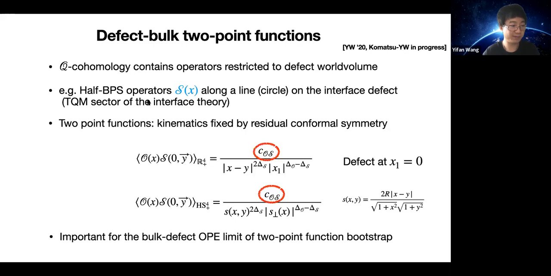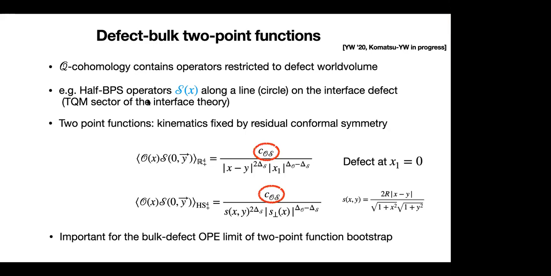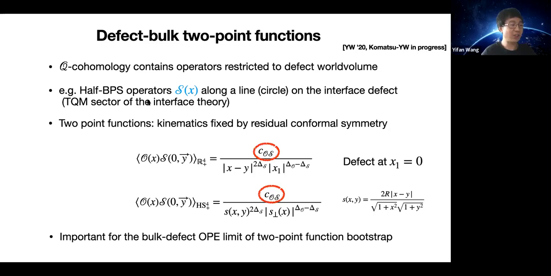So, Yifan, do they need to be local operators in the 3D theory, or could there be defects in the 3D theory as well? That's right. So in general, it could also be defects in the 3D theory, such as Wilson loops and so on. Yes. But here, for simplicity, I'm focusing on the local operators.